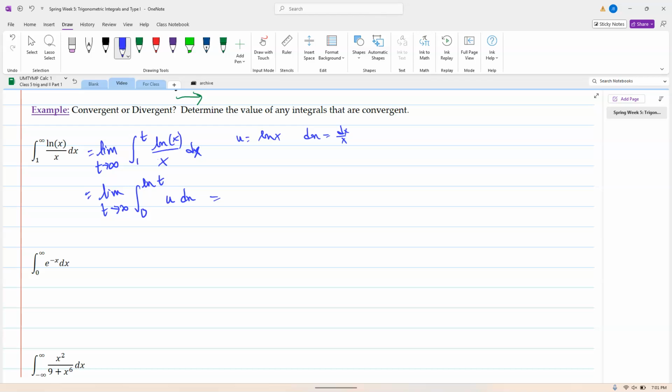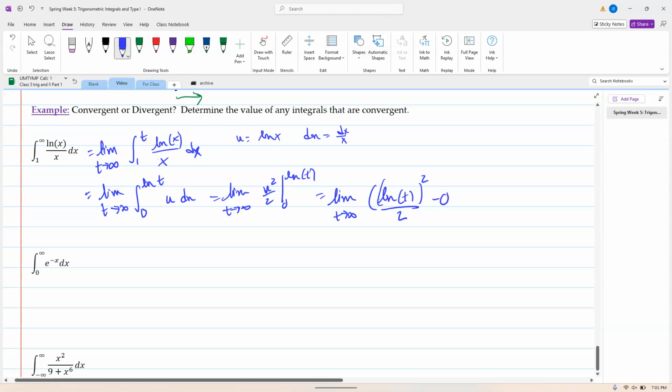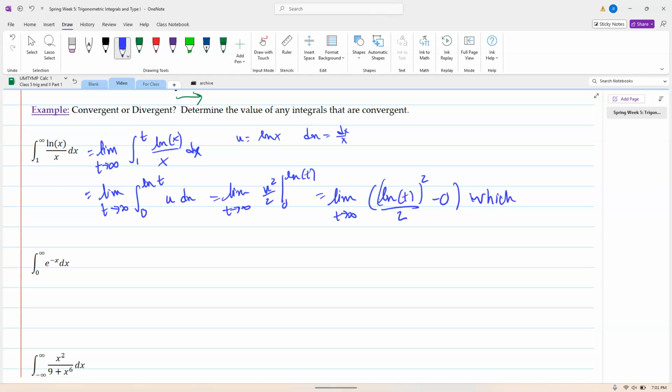Okay, integrate. Limit as t approaches infinity, u squared over 2, which I'll write as u squared over 2 evaluated from 0 to natural log of t. And so then this is the limit as t goes to infinity of ln of t all squared over 2, and then minus 0, which I'm going to say diverges, right? By similar logic to what we saw above, which diverges.